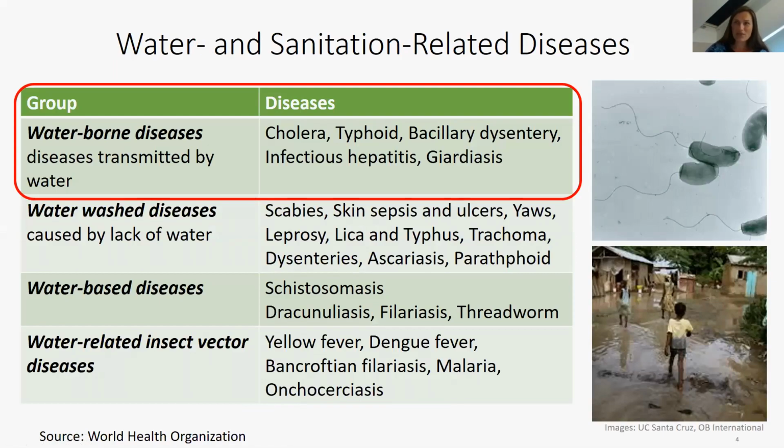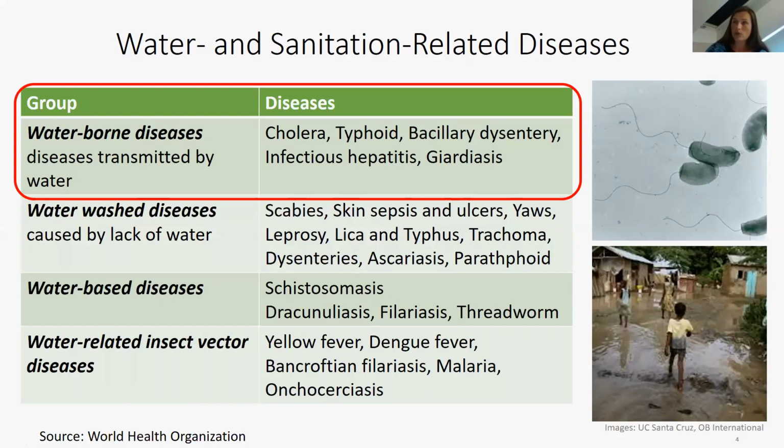There are 4 major groups of different water-related diseases. So there are the so-called waterborne diseases. These are the diseases transmitted by water directly. You might know cholera, typhoid, hepatitis, giardiasis. These might be infectious diseases you already heard about.